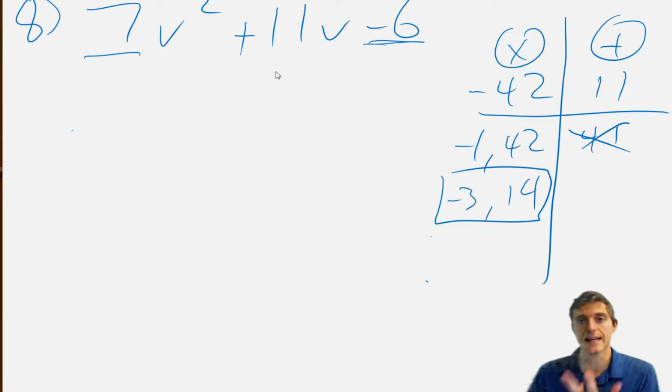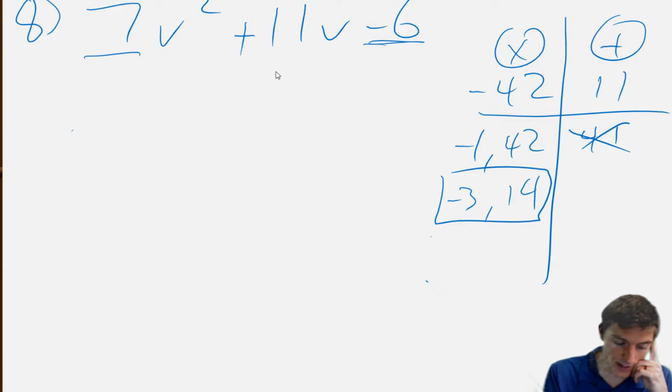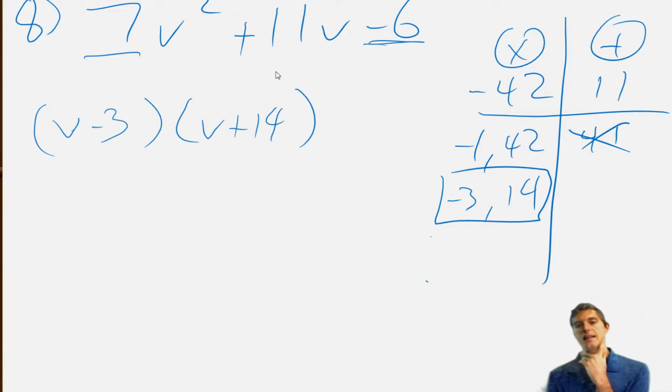Okay, so here comes the second key difference when the a value is not 1. I'd be done if I didn't have a term in front of here. I would just do v minus 3 and v plus 14. But you can see that's not going to get us anywhere near the answer. If I was to FOIL this back out, I'd get v times v, which would be just v squared, not 7v squared. And my last term is negative 3 times negative 14. That would give me negative 42, which doesn't multiply to negative 6.